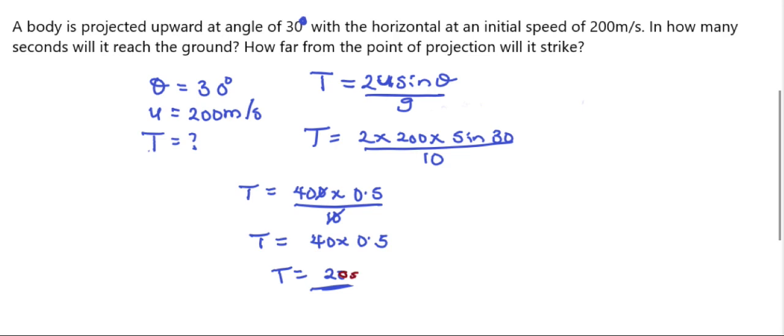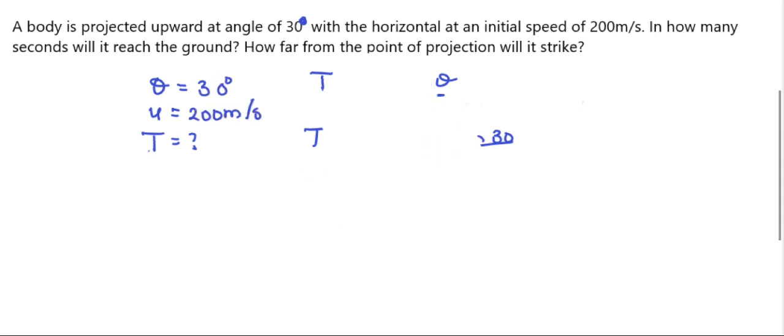Now, secondly, we have to find the range alpha from the point of projection at which it will strike. So let's clean this. We have to find the distance from the point of projection at which it will strike, which is the range. That is the range of the motion of the projectile. So our formula for range is u squared sine 2 theta divided by g.